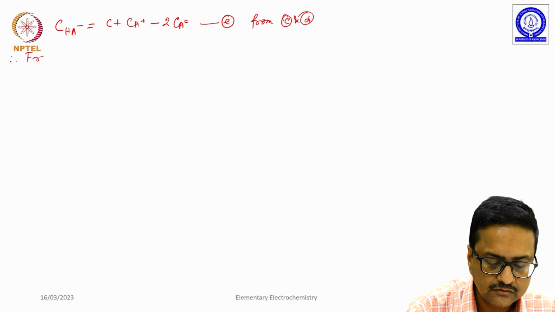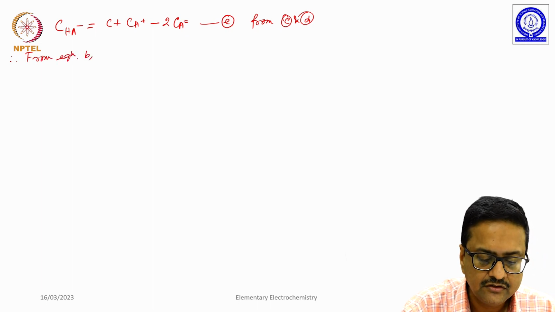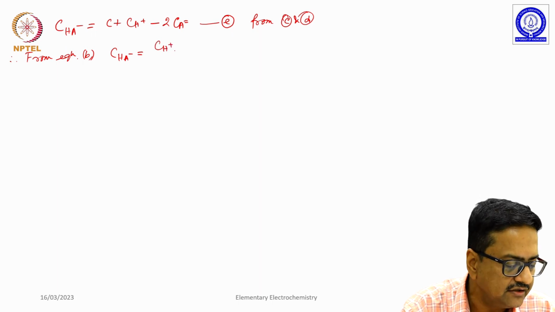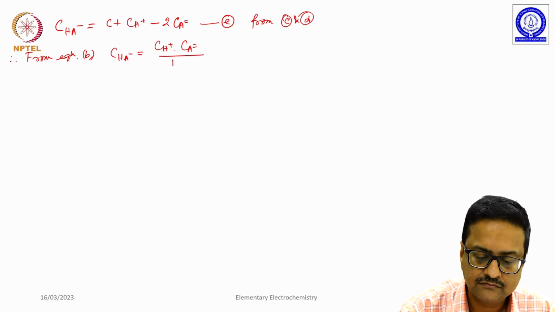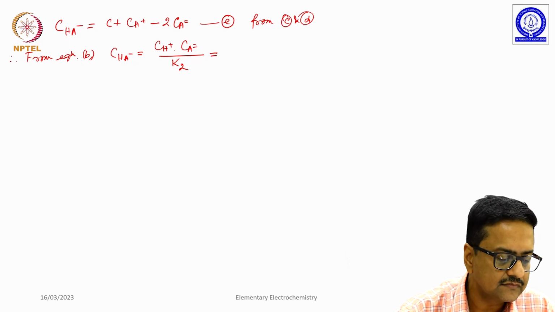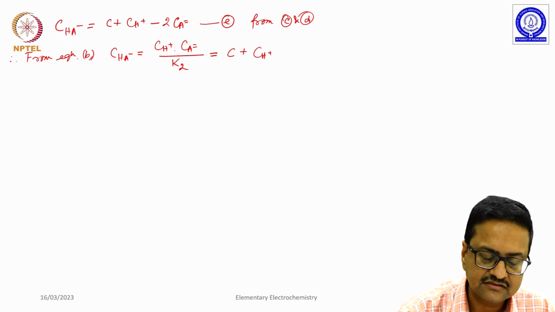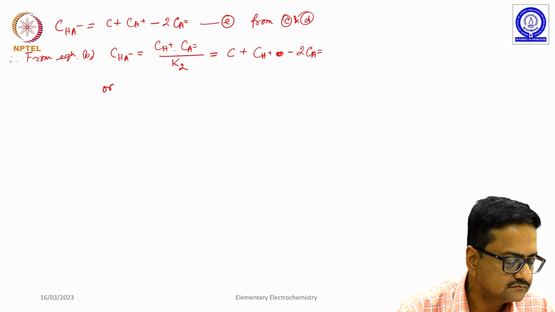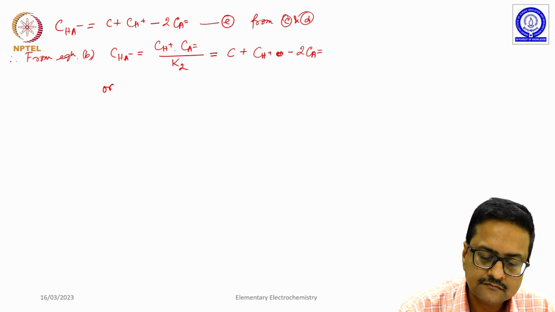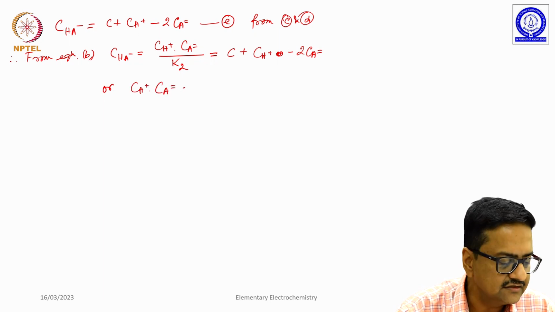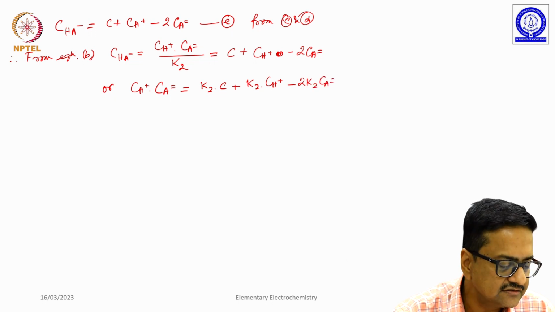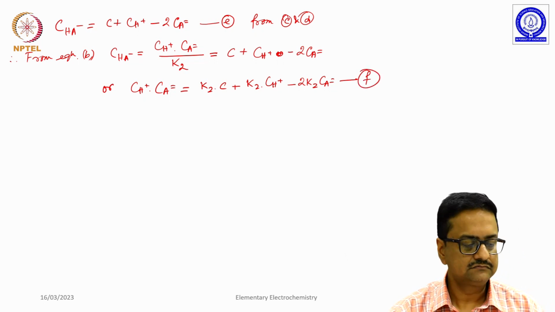So now from the equation B, we can write CHA minus is equal to CH plus into CA double minus divided by K2, which is then equal to C plus CH plus minus 2CA double minus, or CH plus into CA double minus is equal to K2 into C plus K2 into CH plus minus 2K2 into CA double minus. We write this equation as equation number F, right?